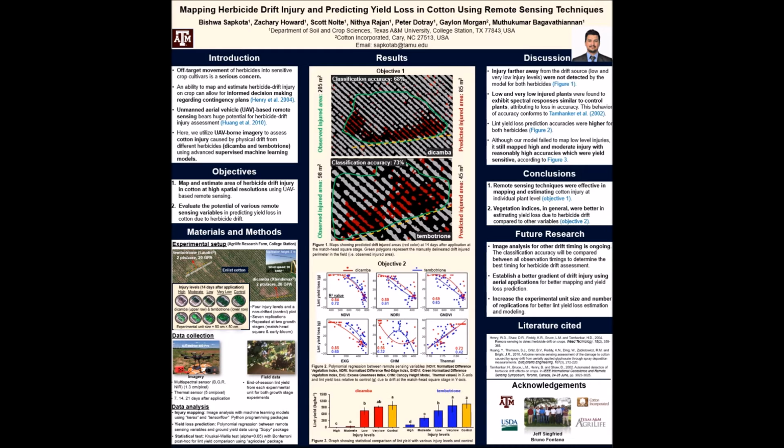We use supervised machine learning model to map the injury, which is our objective one, and we use polynomial regression technique to evaluate the ability of remote sensing variables to predict the yield loss, which is our objective two.